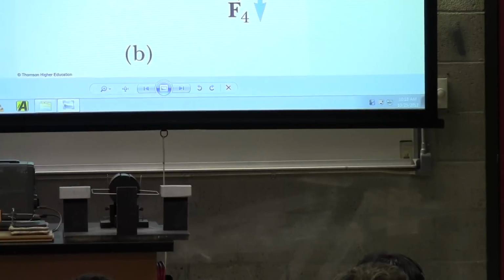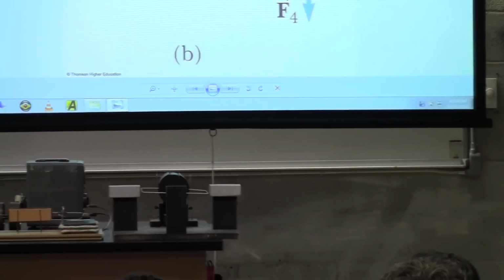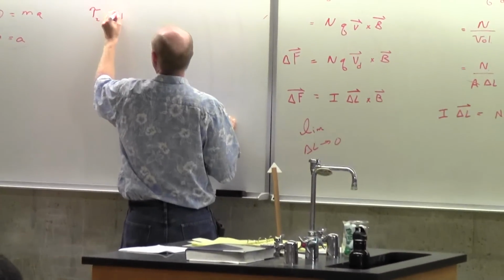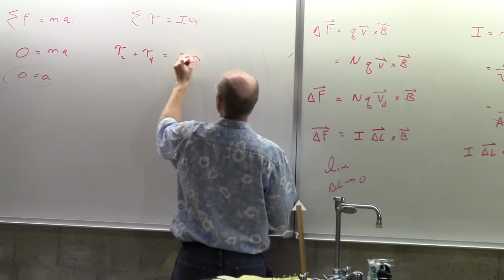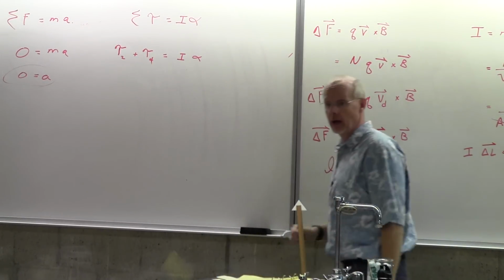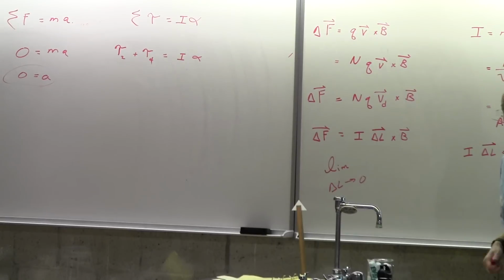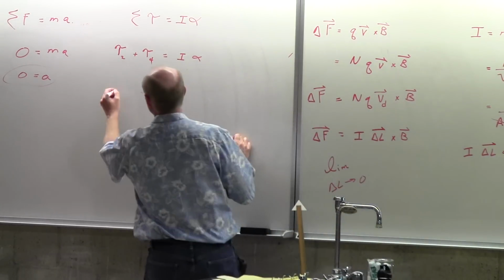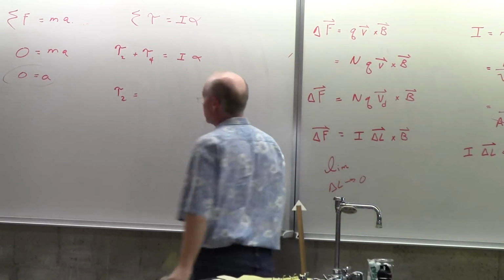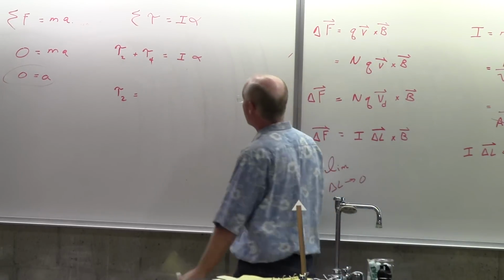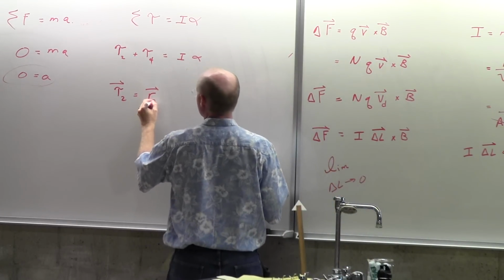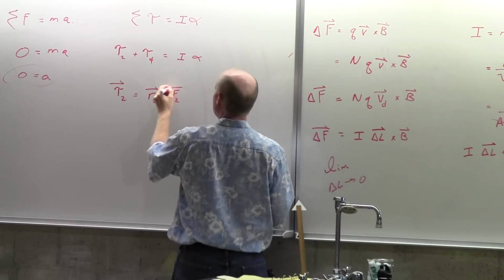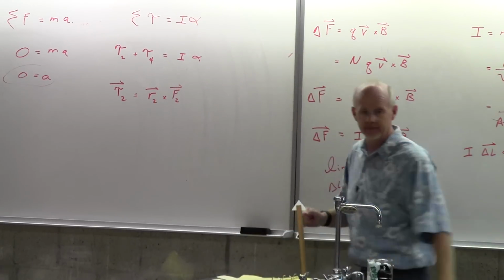So let's calculate that net torque. I should have a torque from wire number 2, and I should have a torque from wire number 4, and that should equal to I alpha. Let's do torque from wire number 2. It's going to take us back a while. I should probably write it as a vector and say, all right, how did we calculate torque again?